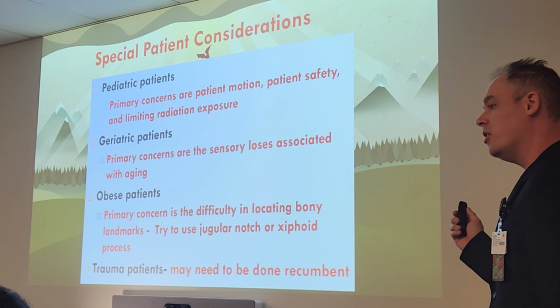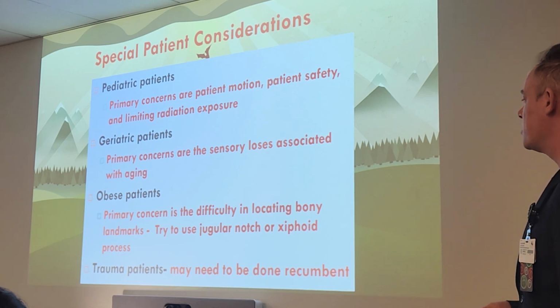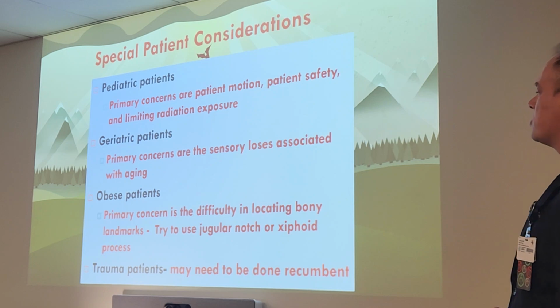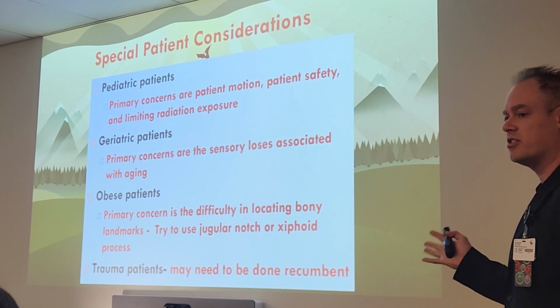Obese patients can be very difficult for ribs. Find those bony landmarks. So one tip is to always go by that jugular notch and xiphoid process.